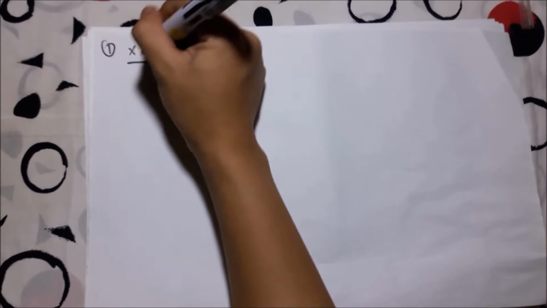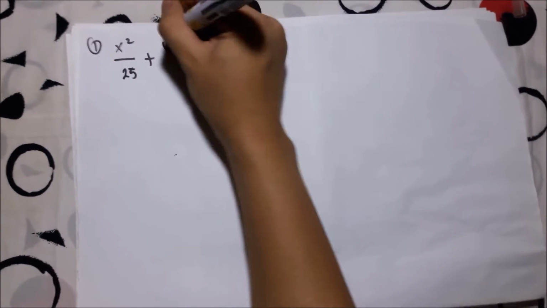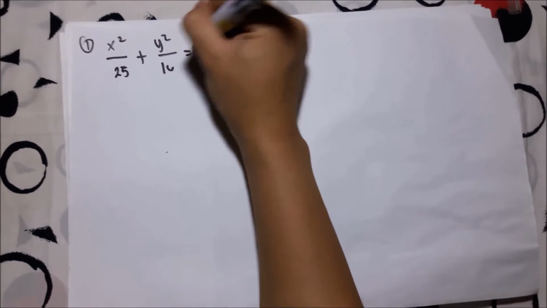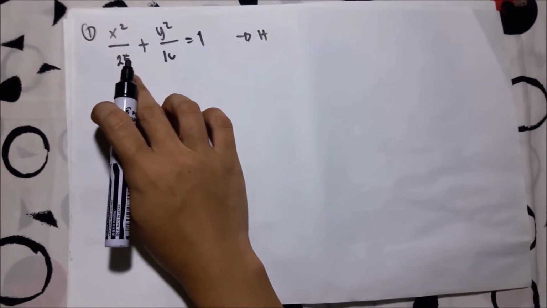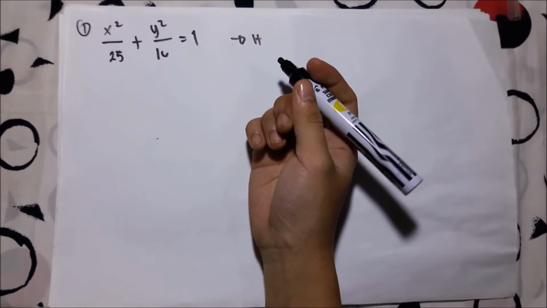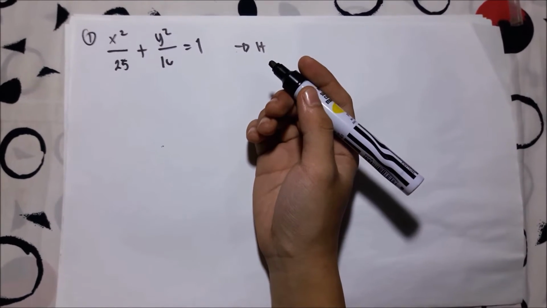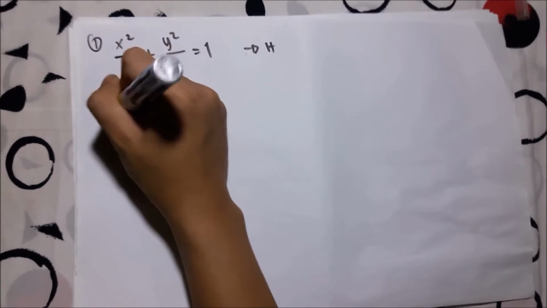So let's cite some examples. So example number 1. So I'm going to write x squared over 25 plus y squared over 16 equals 1. So this one is horizontal. Why? Because the value of your a is greater than the value of your b. So the next step is we're going to find the value of a, b, and c.